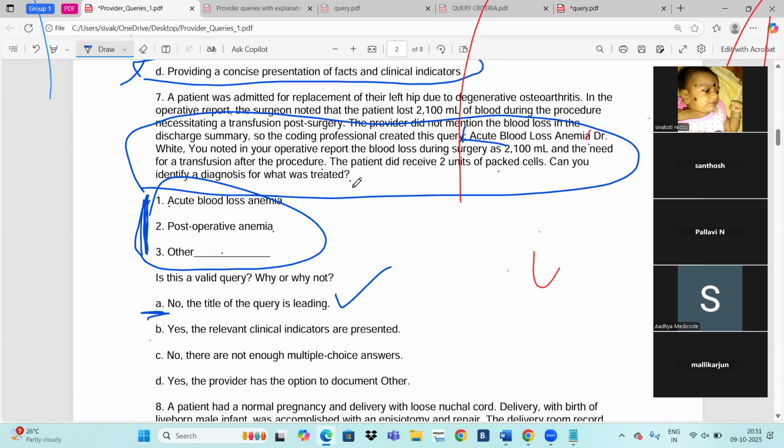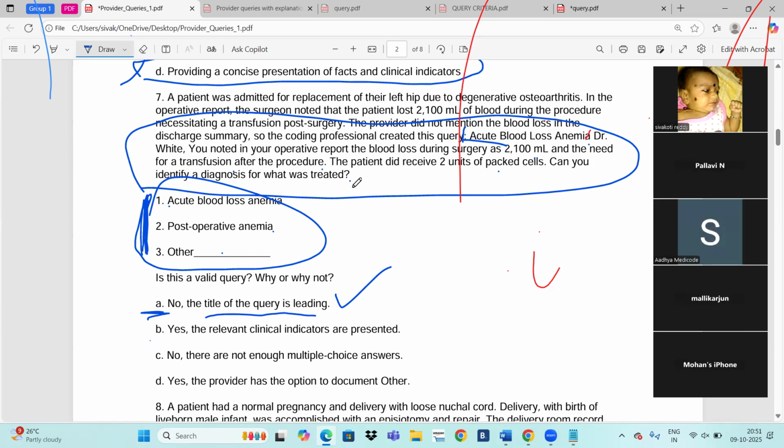The coder thought the relevant indicators supported acute blood loss anemia, and mentioned the diagnosis for the provider also, only acute blood loss anemia. They did not give any other option while raising the query. Simply they asked, are you treating acute blood loss anemia or not. So should it be the leading version or non-leading version? Based on the indicators, if you mention the condition, it should be the leading version. Leading version, that's right. So the title of the query is leading. But here, this type of query format should not be the leading version. It should be the non-leading version, right?